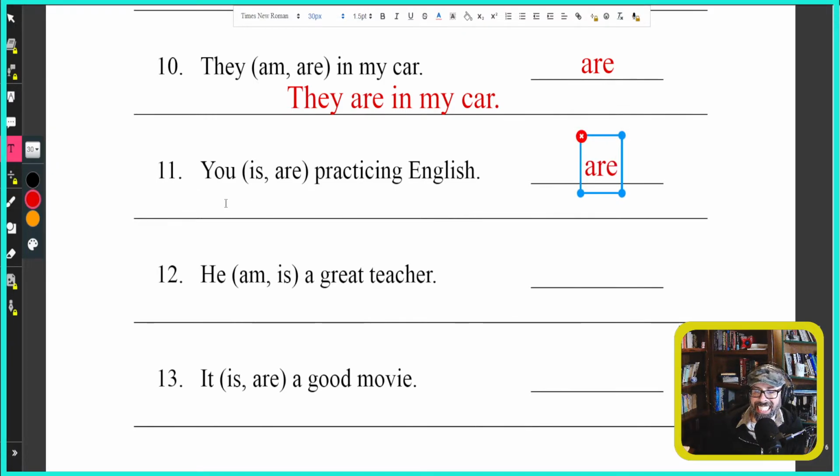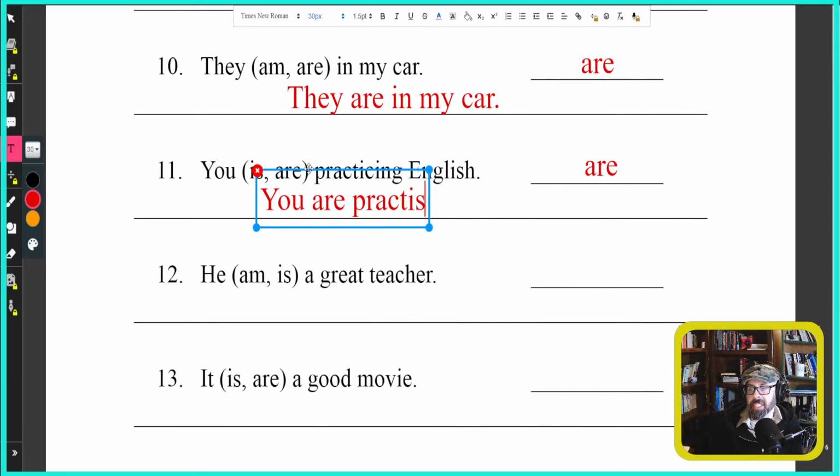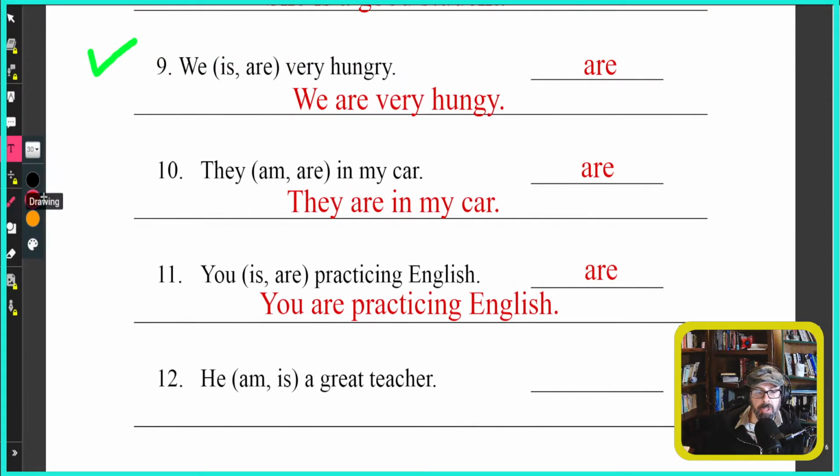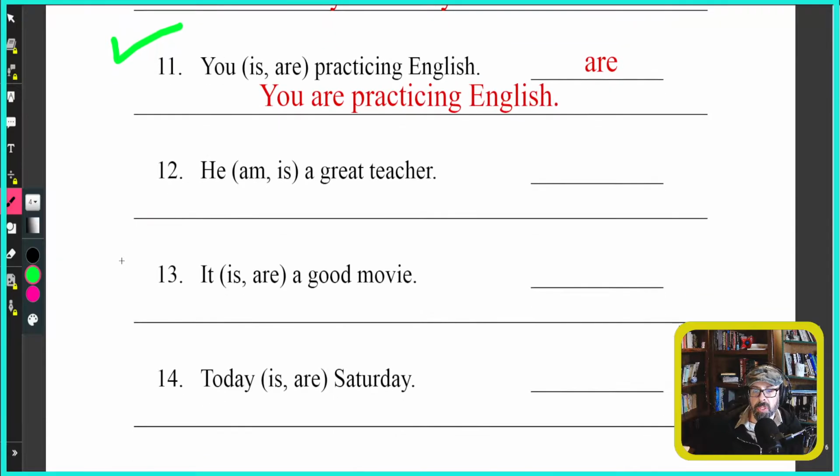Okay, writing the statement correctly. Okay, you are practicing English. Period. You are practicing English. Okay, 12. Okay, so let's catch up here. 10, 11 done. On to 12.